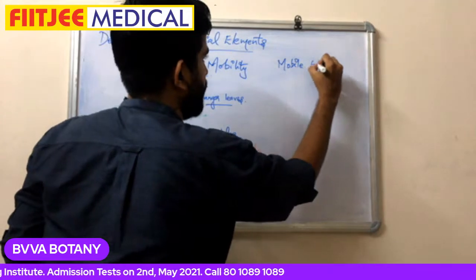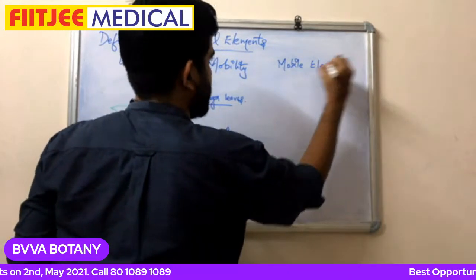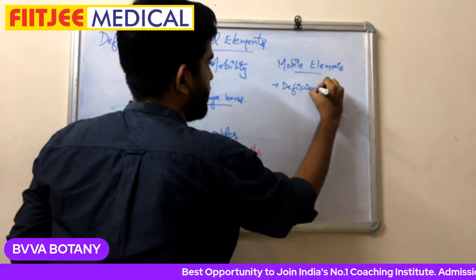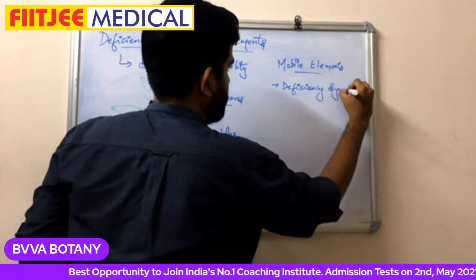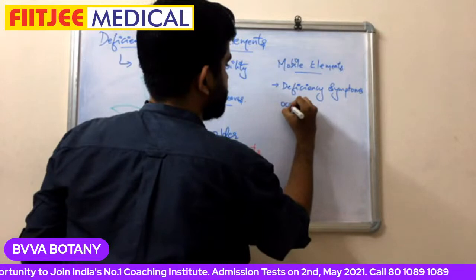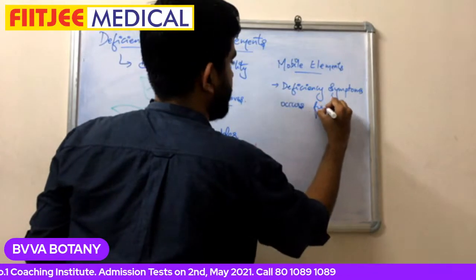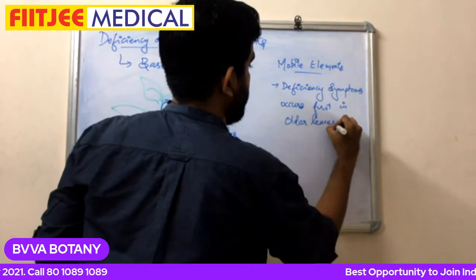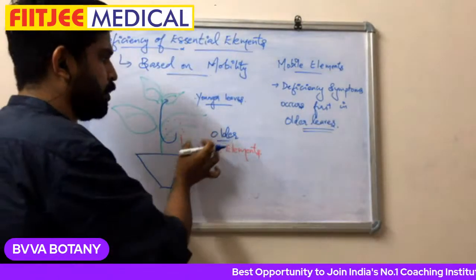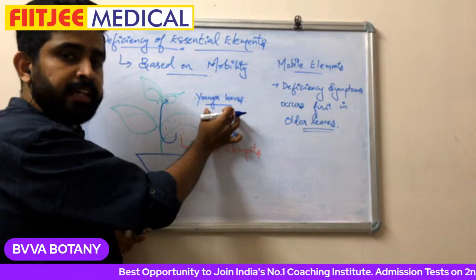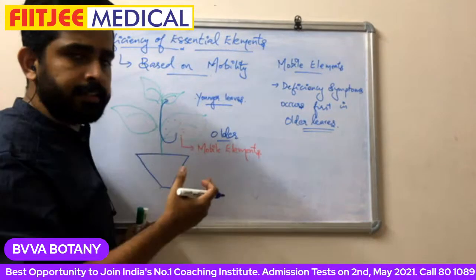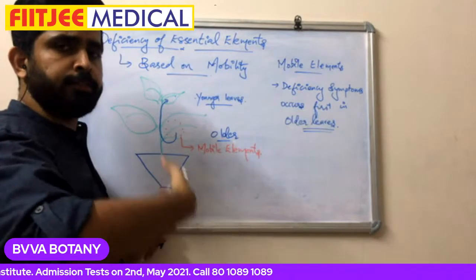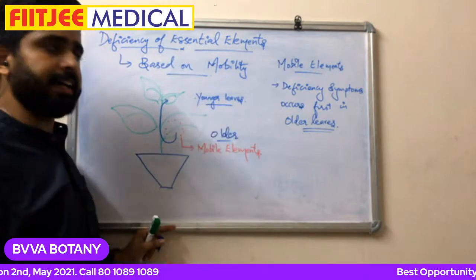So in case of mobile elements, the deficiency symptom occurs first in outer leaves. This is a very important point. It is observed in the outer leaf. Why? Because more nutrients are required for synthesis of younger leaves, right? Whenever the younger leaf is requiring, the mobile elements will move. Okay, the older leaf is done, so now mobile elements will move to the younger leaf.